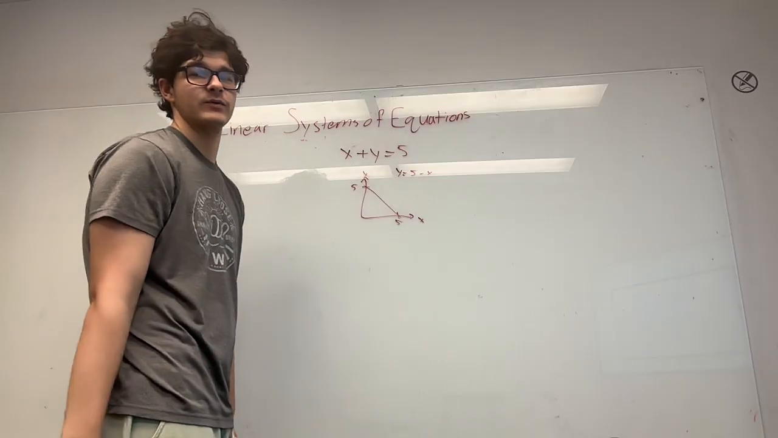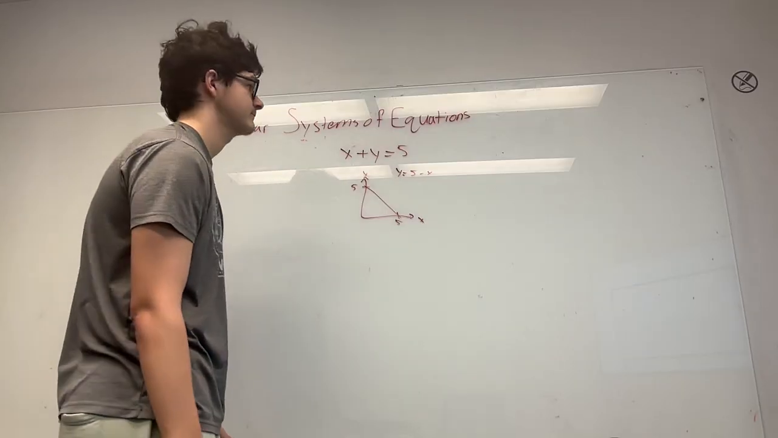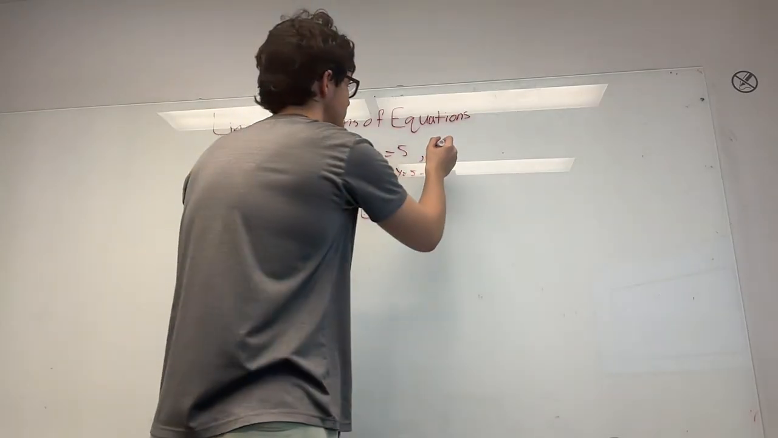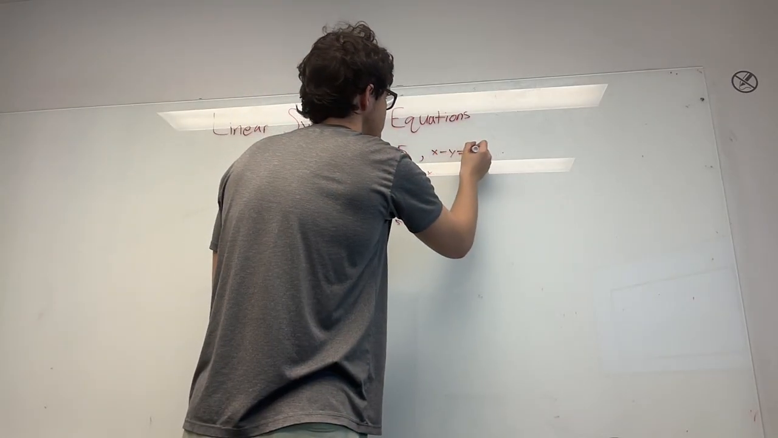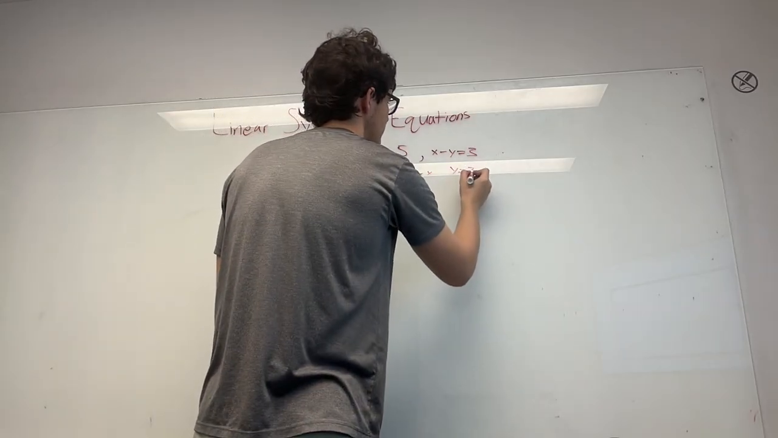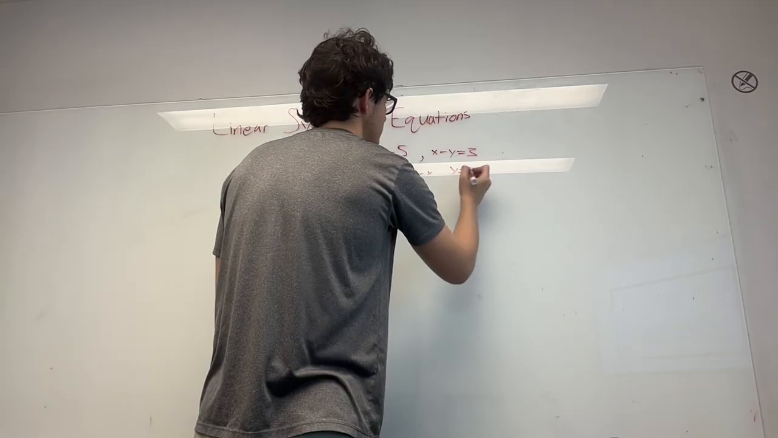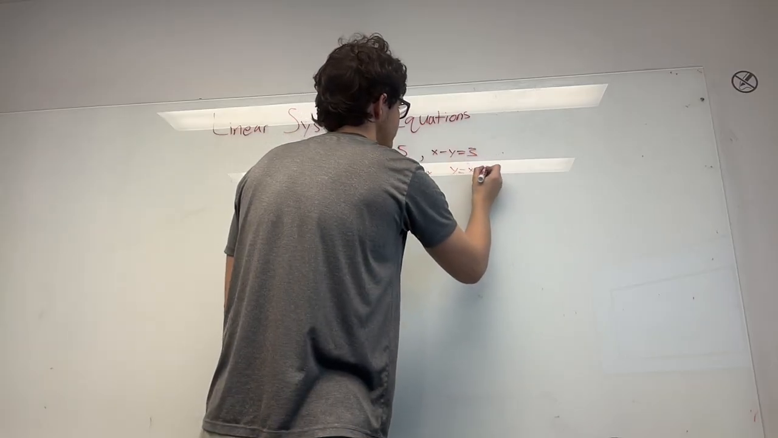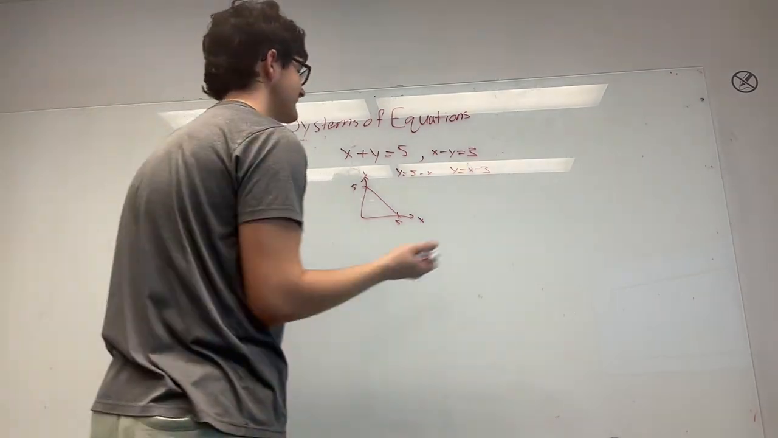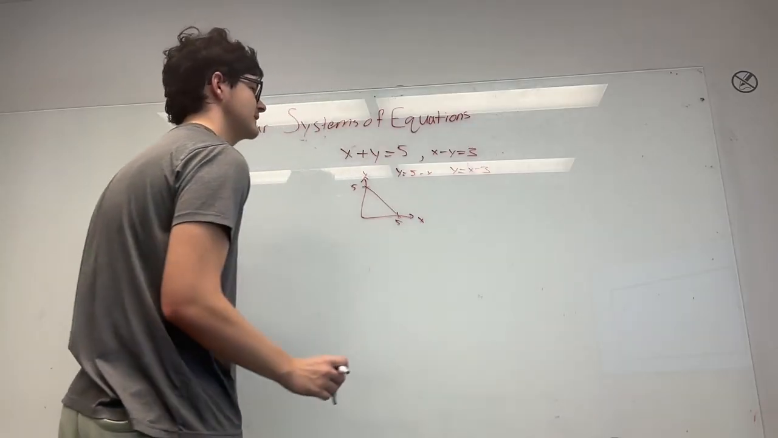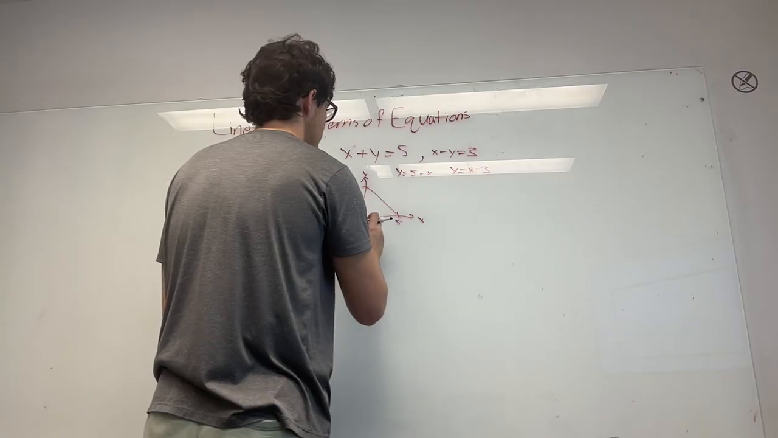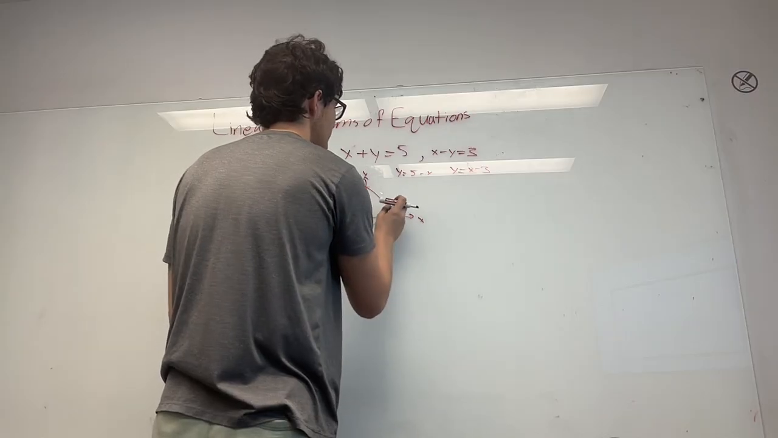A system of linear equations is just two or more linear equations. So let's say we have x plus y equals 5, and also x minus y equals 3. Or we could say y equals x minus 3. Okay, now we're going to graph that with a different pen. We've got different colored pens up in here. So it goes down to minus 3, it goes up like that. And then we have an intersection, okay?